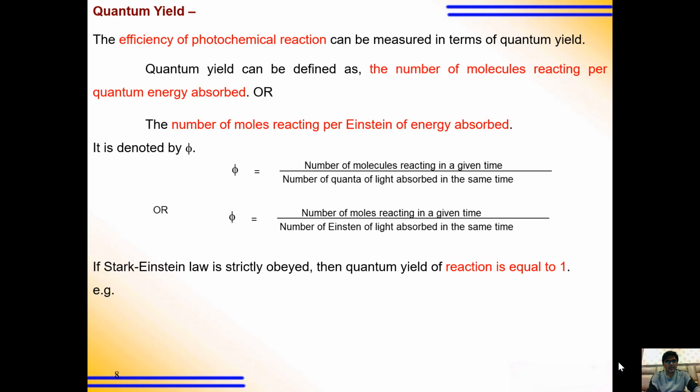If the Stark-Einstein law is strictly obeyed, then the quantum yield of the reaction is equal to 1. For example, the reaction between SO2 and Cl2 in the presence of light gives SO2Cl2.